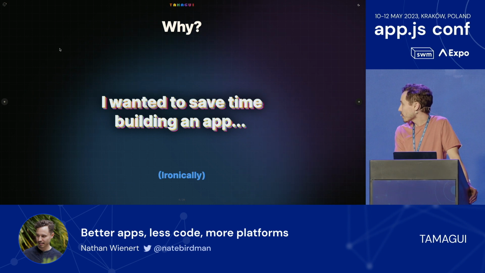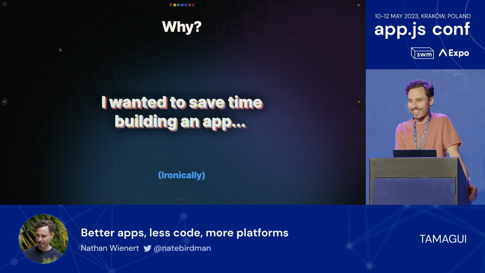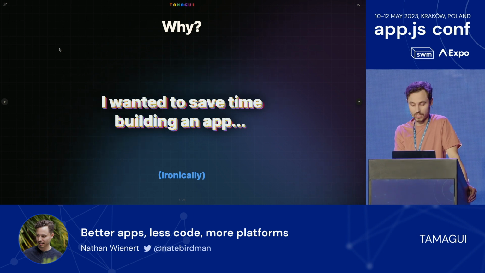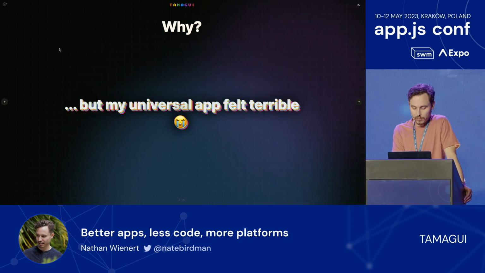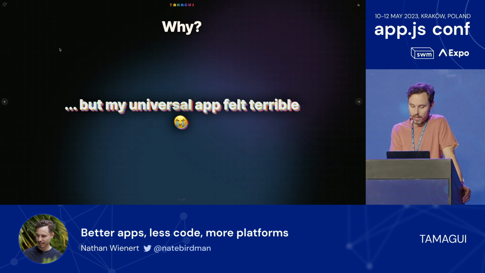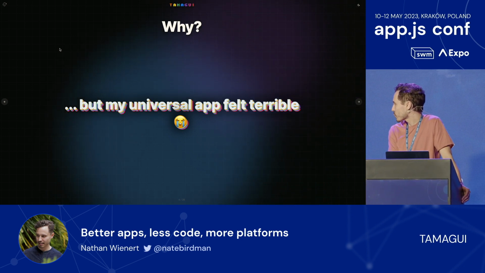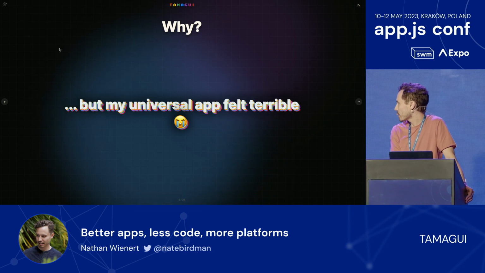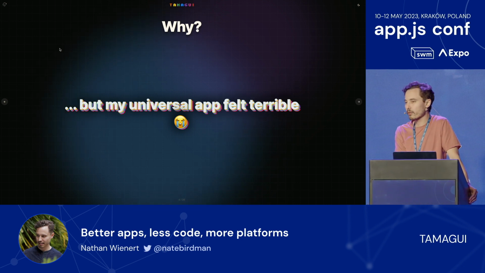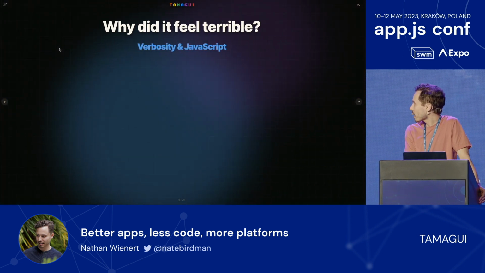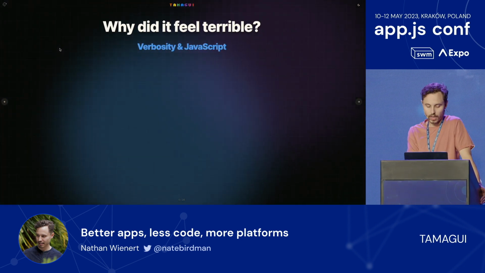But the real answer was ironically that I was trying to save time building an app, and then I ended up not ever really building that app and building Tamagui instead. The reason behind that was that I was using React Native Web at the time, and my app was feeling kind of bad, and basically it was feeling slower the more I added features. And why was it feeling slow?